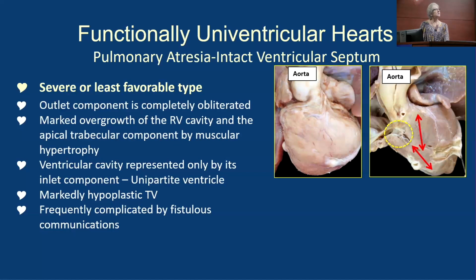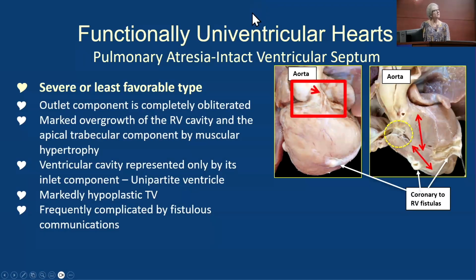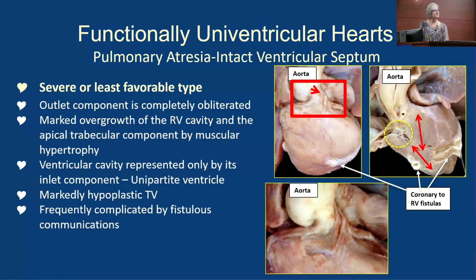And incidentally, within this group of pulmonary atresia intact ventricular septum, you can see varying degrees of Epstein's malformation as well. These cases are typically complicated by fistulous communications between the coronary arteries and the right ventricles. And if we look at this area that I have in the red box a little bit closer, we can see that the insult in fetal life took place very early because the pulmonary trunk is this thin thread-like fibrous strand.